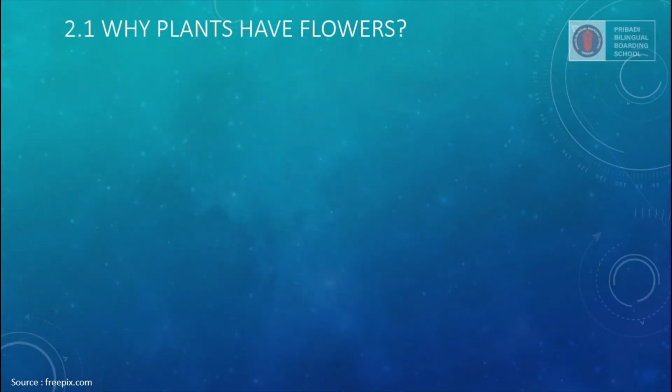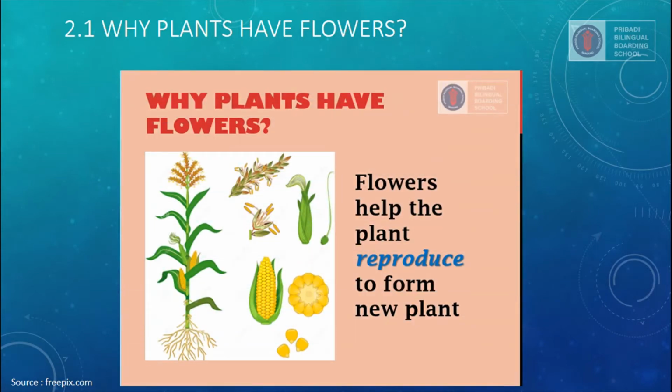The first subtopic in this unit is about why plants have flowers. Do you still remember why flowers are important for plants? Plants have flowers because they help the plants to reproduce, to form new plants. And the flowers that plants produce can vary in color, size, and scent or non-scented. So no matter what the appearance, the flower has an important role for the plants.